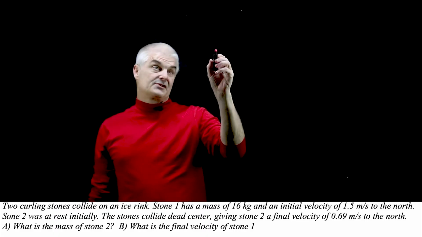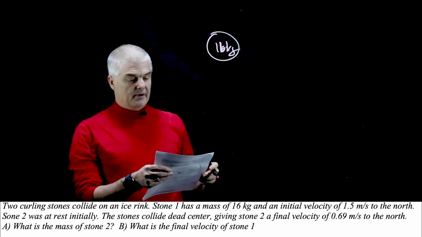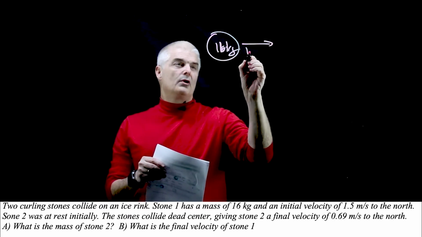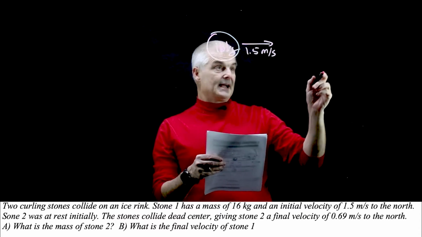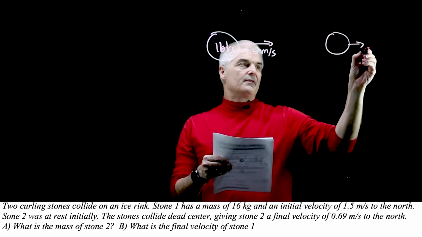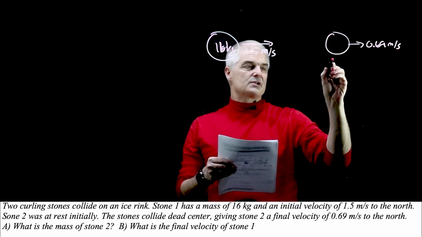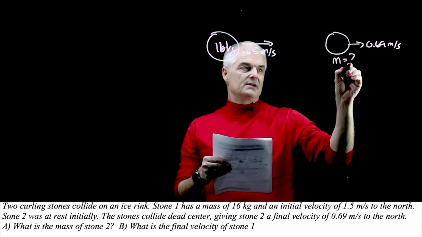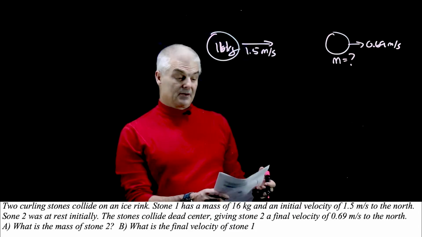In this problem, we have a 16 kilogram stone moving at 1.5 meters per second. It's going to be an elastic collision with another stone that then takes off at 0.69 meters per second. The question is, what is its mass? You'd like to say mv equals mv, and yeah, no, it's not going to work on this problem.